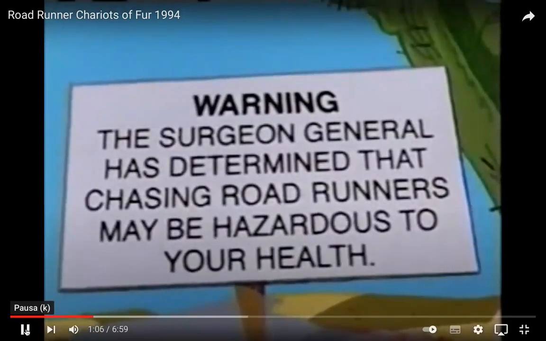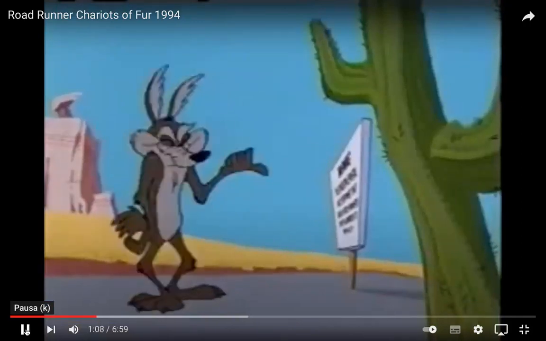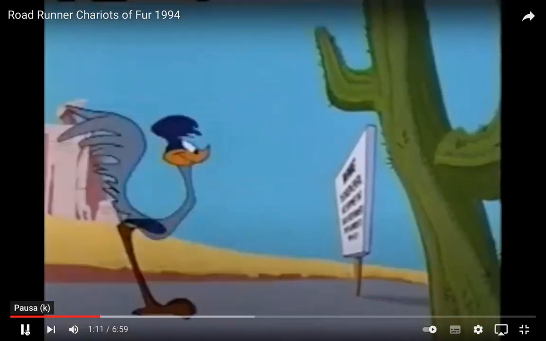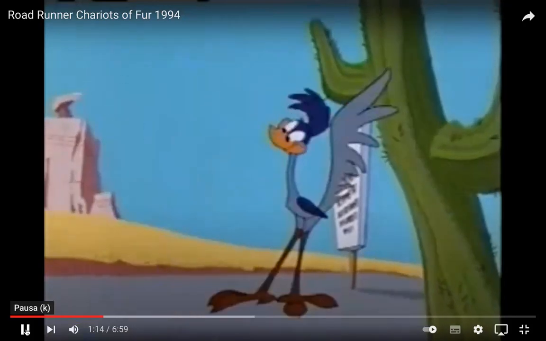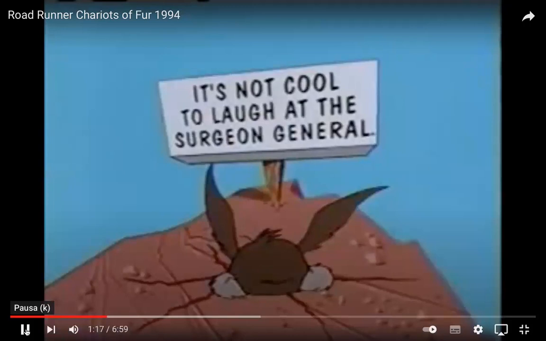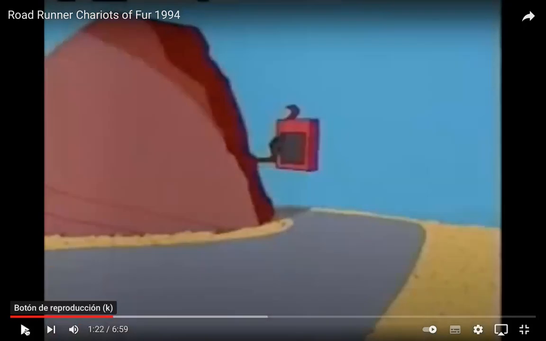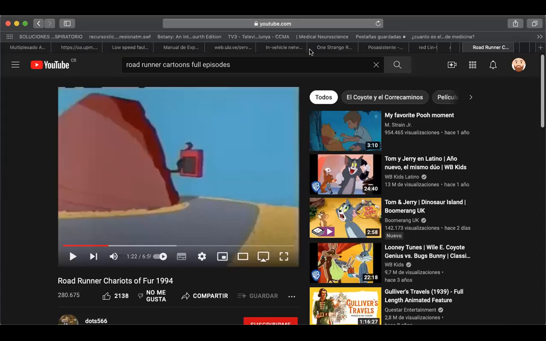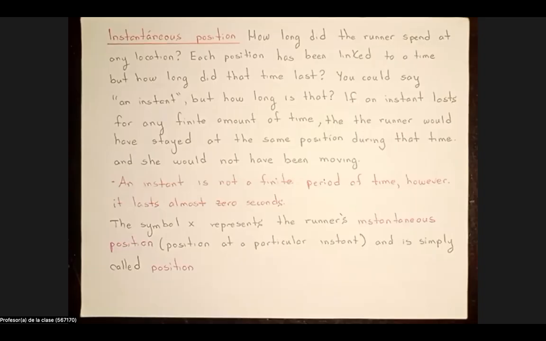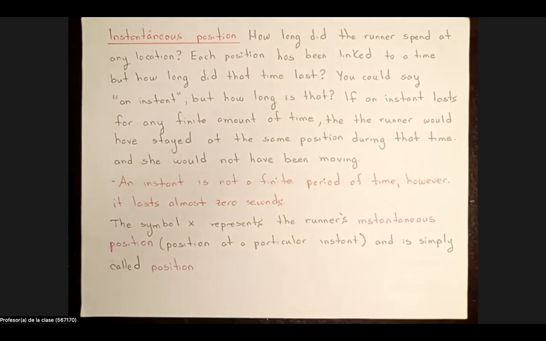Okay? So instantaneous is defined as a position or velocity of an object at a specific time, like a frozen photograph that was taken. Okay, so back to the lecture.